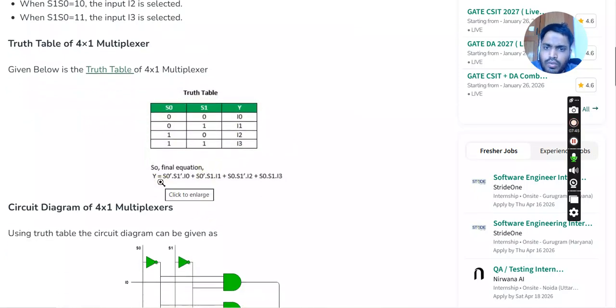So the final equation of 4:1 multiplexer is S0 complement S1 complement I0, plus S0 S1 complement I1, plus S0 complement S1 I2, plus S0 S1 I3, combined with the OR gates.